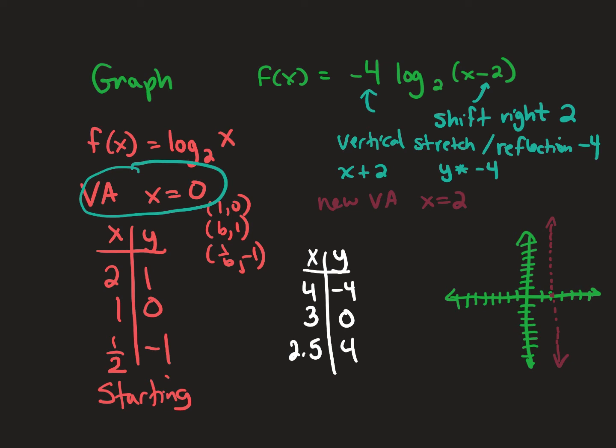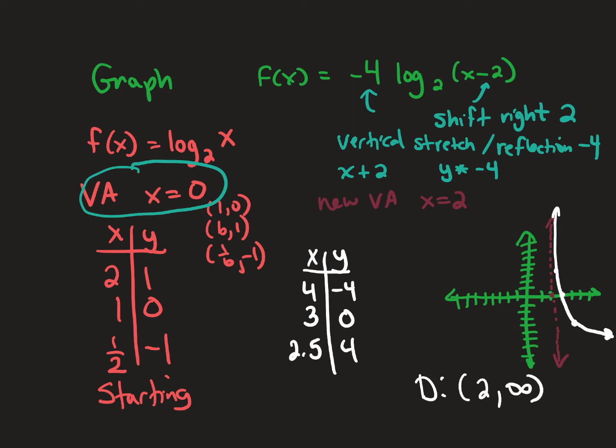So if I plot these points, 4, -4, looks like it's about there. 3, 0 is there, and 2.5, +4 is here. So it's going to look something like this, and it continues on and on and on. So I can see the domain is generally always going to be from that vertical asymptote to infinity.